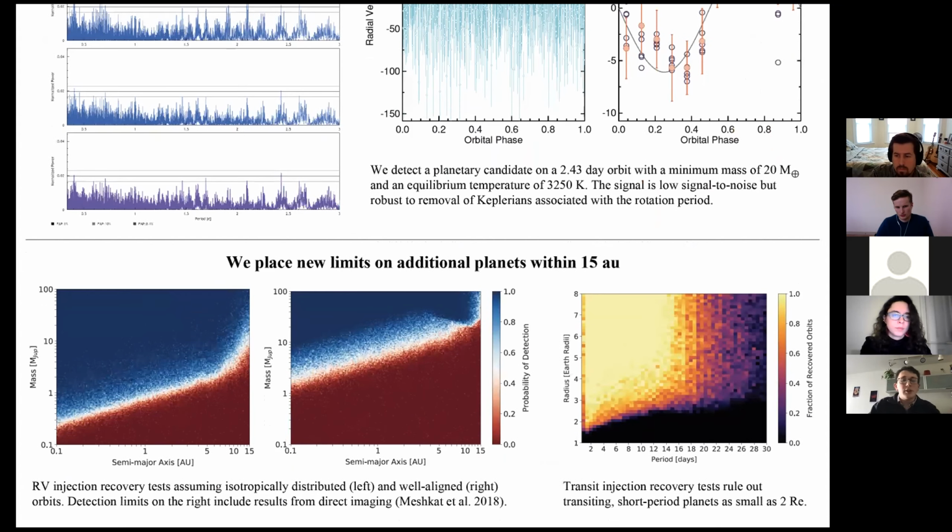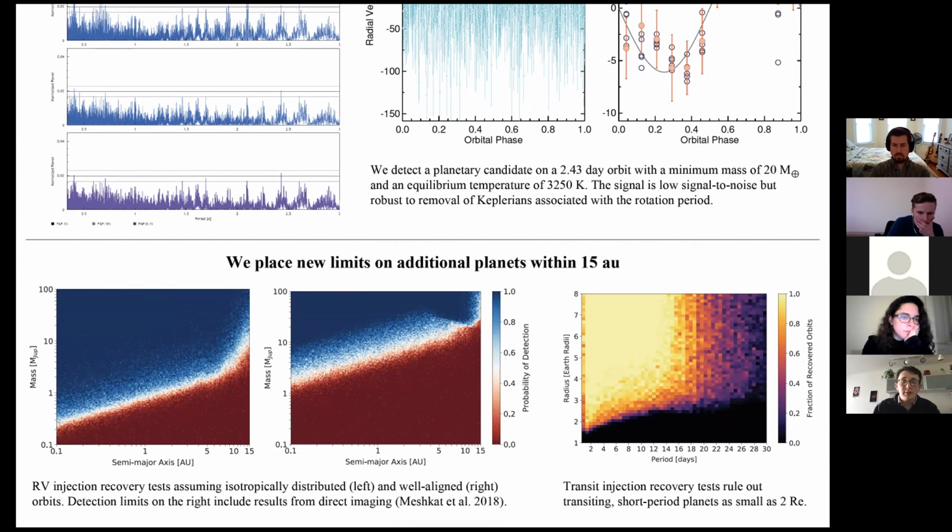From there, we're able to go on to place new detection limits for planets in this inner system using radial velocity injection recovery tests. And we really consider two different regimes here. First off, we look at the case where planets are isotropically distributed around the star, which is particularly relevant for companions such as hot Jupiters. But we also consider the case where planets are well aligned with the star's spin axis, which is probably more relevant for smaller planets or maybe planets at further orbital distances.